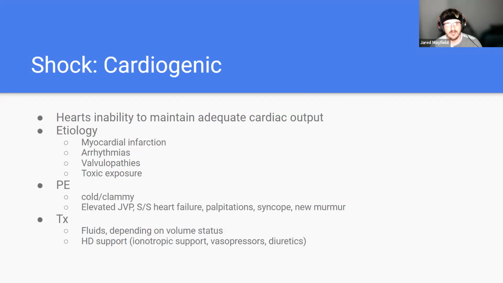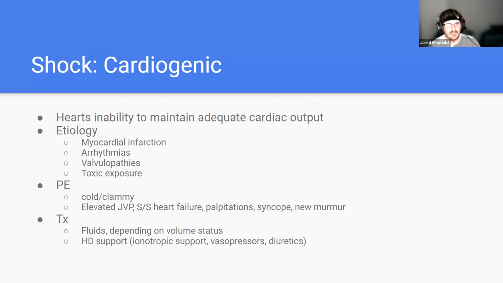In cardiogenic shock, this is a pretty easy one to understand. It's basically the heart's inability to maintain an adequate cardiac output. There are many etiologies behind cardiogenic shock. Some of the ones you'll be tested on and asked about are myocardial infarction, ACS, arrhythmias, which are very famous for doing it, valvulopathies, and toxic exposures. Again, the physical exam signs here are cold and clammy, elevated jugular venous pressure, signs and symptoms of heart failure, maybe palpitations, maybe they're syncopizing or they have a new murmur.